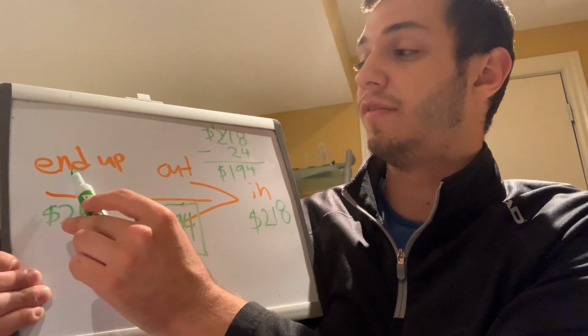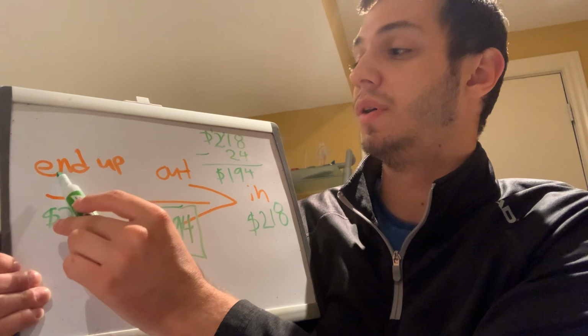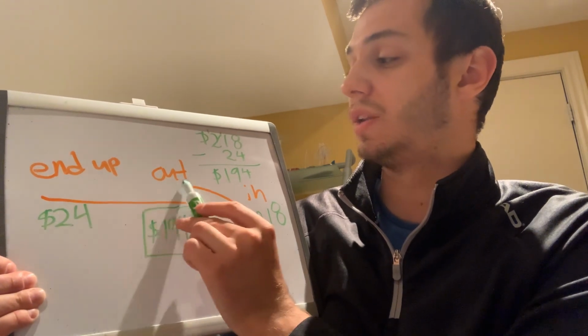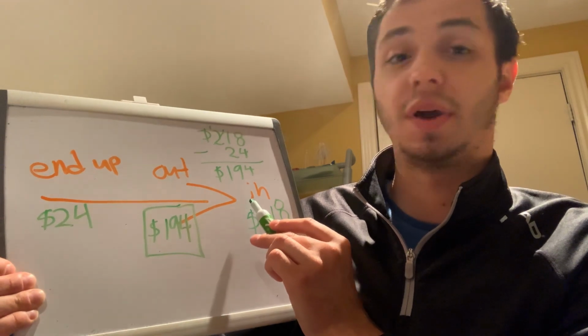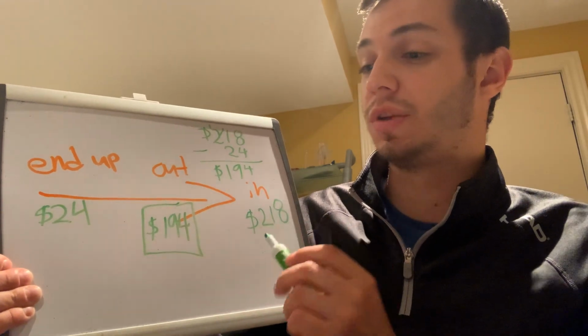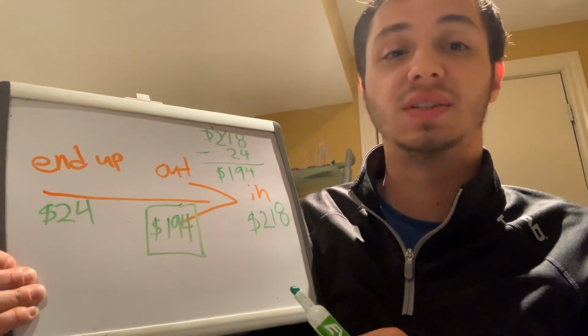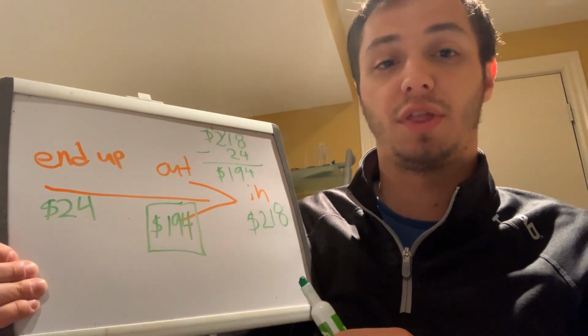So for parts B and C, you're going to use the same format. Once again, the first number will be end up, then your second one will be how much money went out, and then your big number will be how much money went in. So you can work on those problems now. You can pause the video, and then I'll see you in part 3.